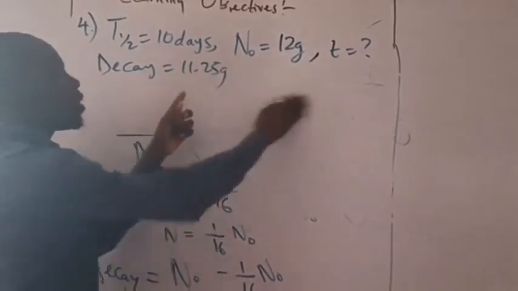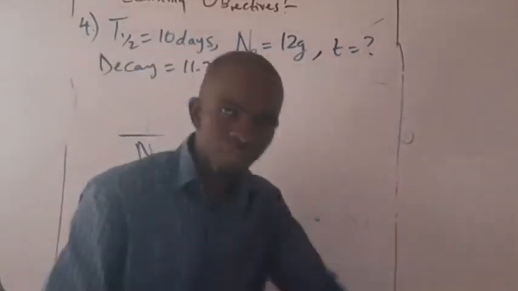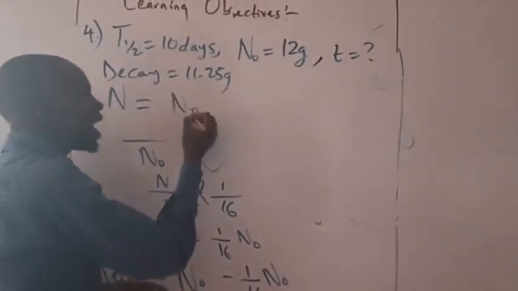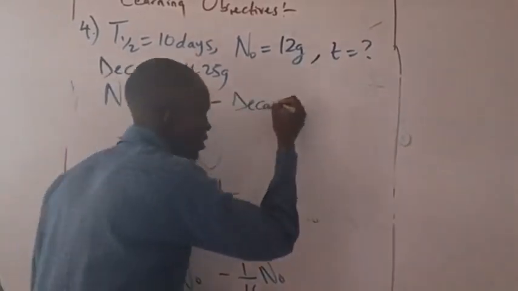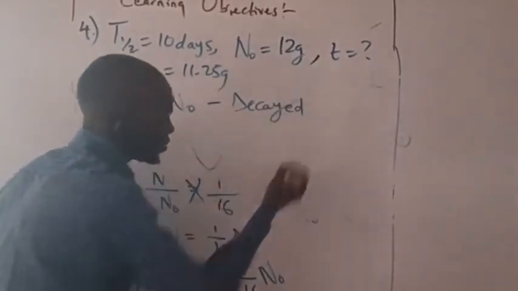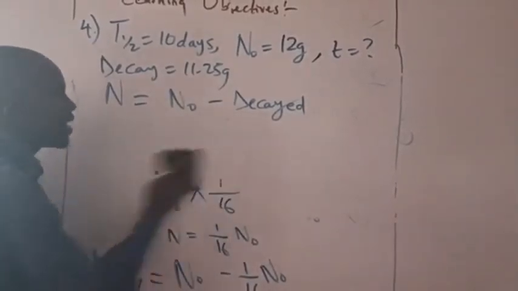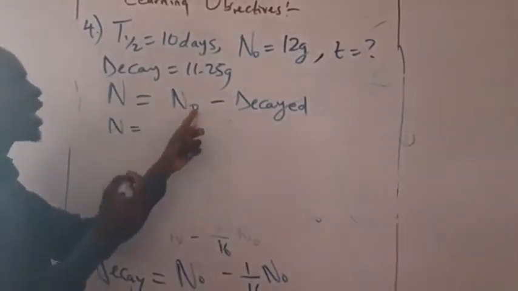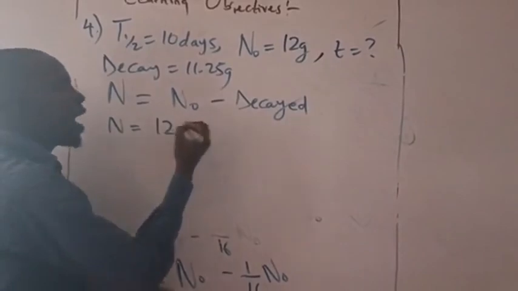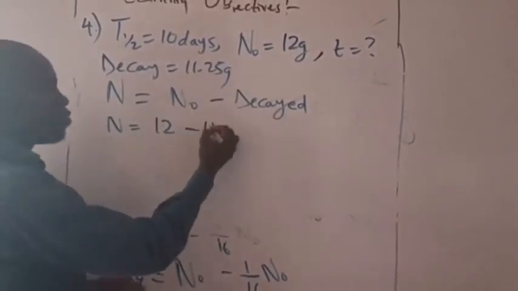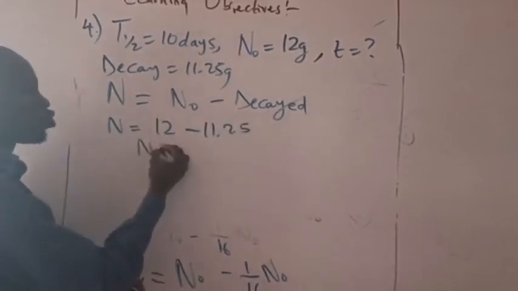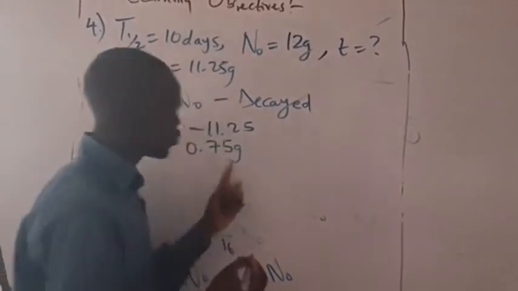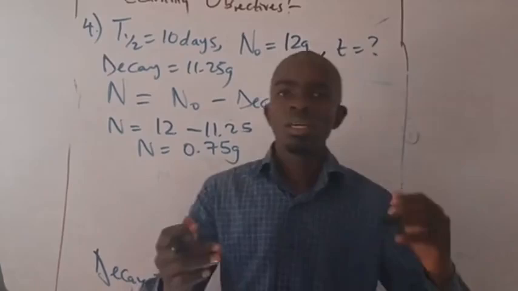So if 11.25 grams has decayed, let us look for the life left, which is ordinary N. So that will be what? The original minus the one that has decayed. So if that is the case, our N equals the original life, 12, minus the one that has decayed, 11.25. If we subtract, we get 0.75 grams. So this is the life that is left behind.